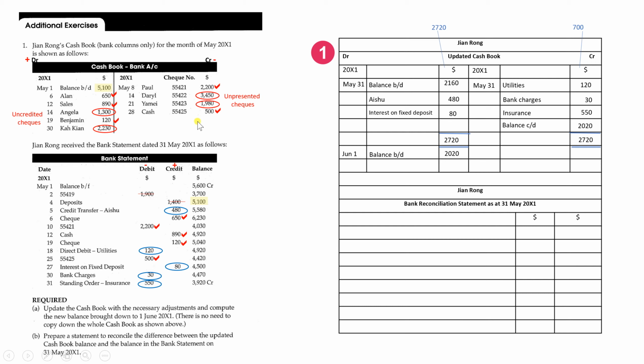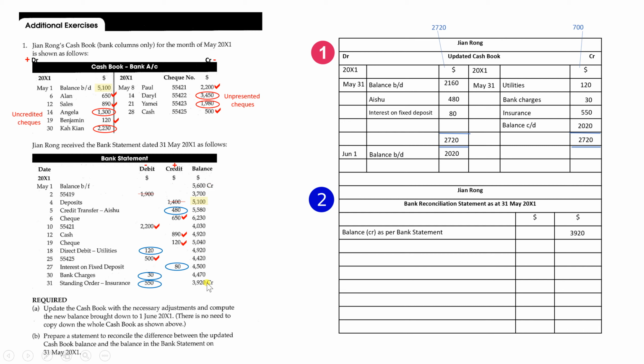Remember, the bank statement has a credit balance. I'll just start out first. So step number 2, we are going to reconcile the bank statement. Put whatever is in the cash book into the bank statement, which is not there yet. So the credit balance, because the bank statement is a credit balance: credit balance as per bank statement 3920.